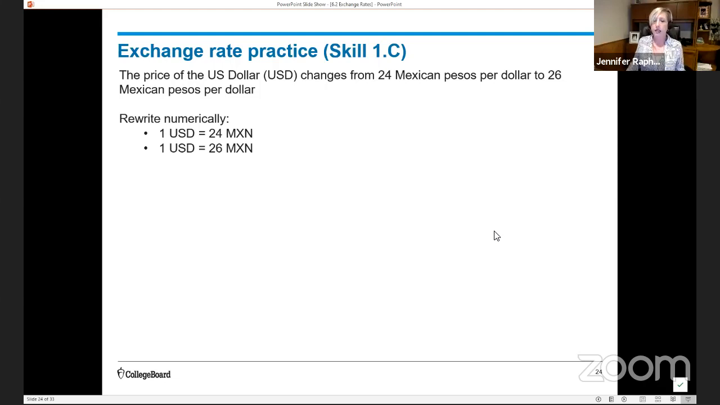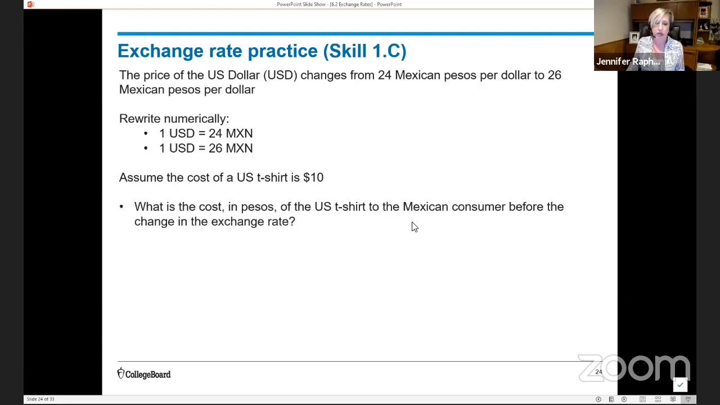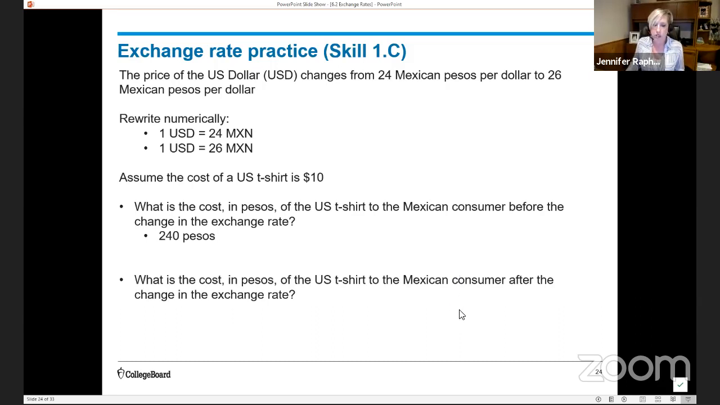All right, now let's extend this into another application. So we're going to use the same change in exchange rates that we did from the previous slide. And we're going to assume that the cost of a US t-shirt is $10. So what is the cost in pesos of the US t-shirt to the Mexican consumer before the change in the exchange rate? Well, if it costs $10 and we know that $1 costs 24 Mexican pesos, we have to multiply 24 times 10. So it's going to cost 240 pesos to purchase that t-shirt from the United States that costs 10 US dollars. So what is the cost in pesos of the US t-shirt after the change in the exchange rate?